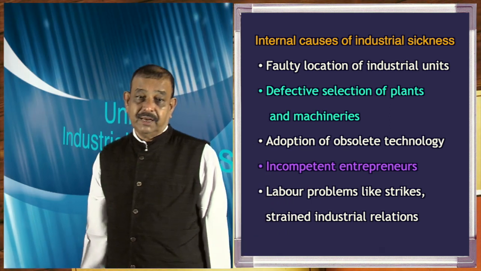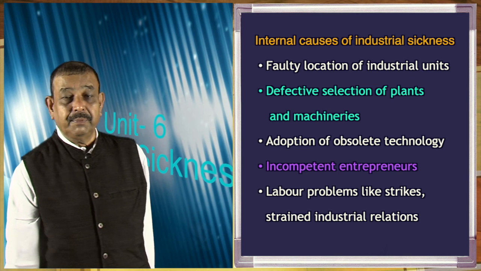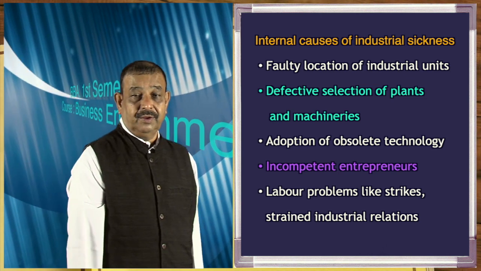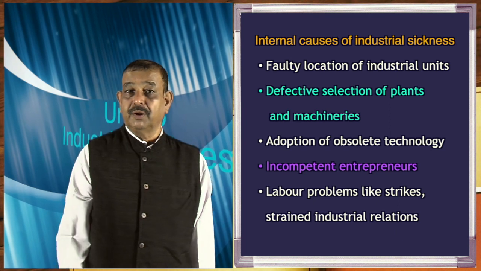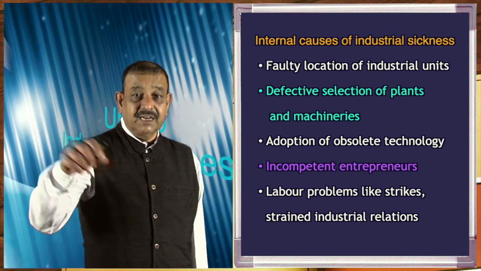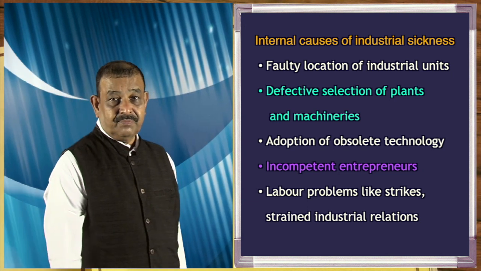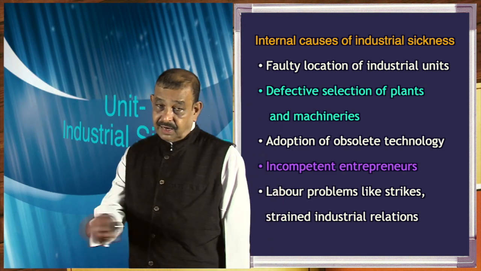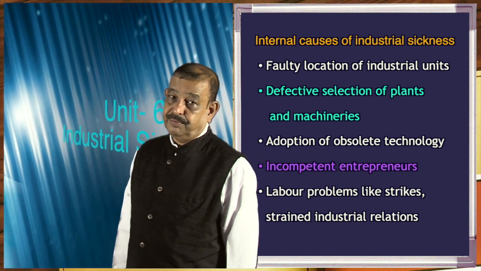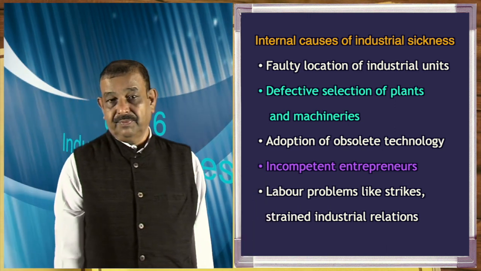Suppose for a big refinery, in Assam we have the Numaligarh refinery, in order to transport the big refining equipment, they used the inland waterway, the Brahmaputra and the Dhansiri river. Now the bridge created a problem, so they had to make certain adjustments. So the location of the place, if the other things are not taken care of, might lead towards sickness. It may not be viable.